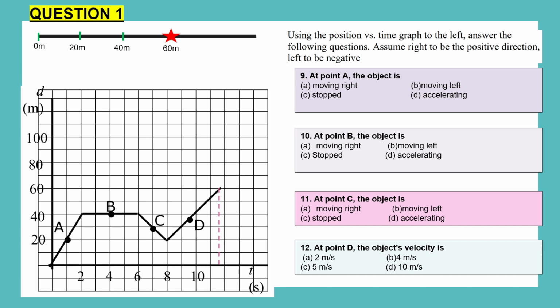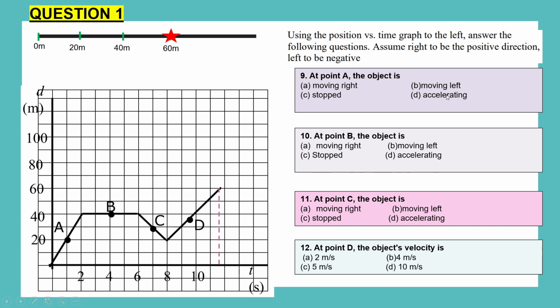Question number 9. At point A, the object is moving to the right, or moving to the left, opposite direction, or stop, or accelerating. Now look here, from 0 to 2 second, this is the graph S against T, displacement against T graph. Look, the gradient is constant, which means the velocity is constant. When velocity is constant, acceleration is equal to 0. Please write here, acceleration here is equal to 0. So it's not accelerating.